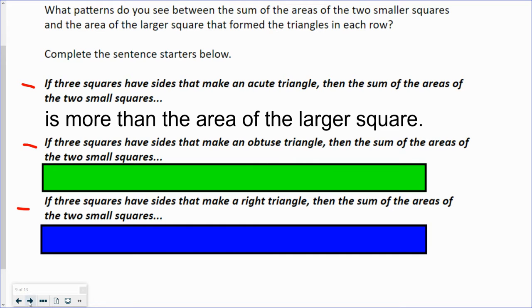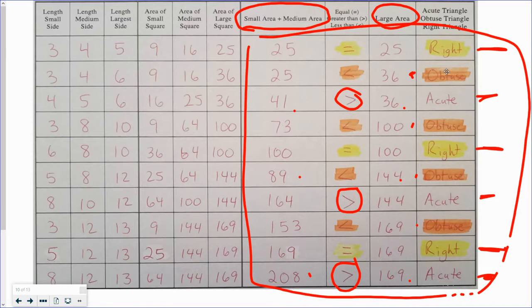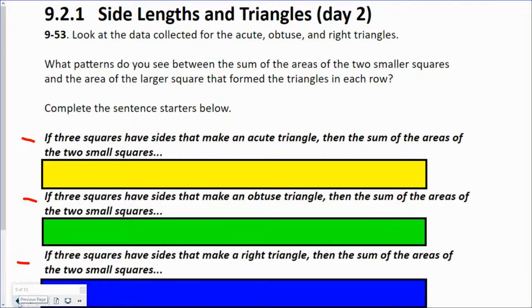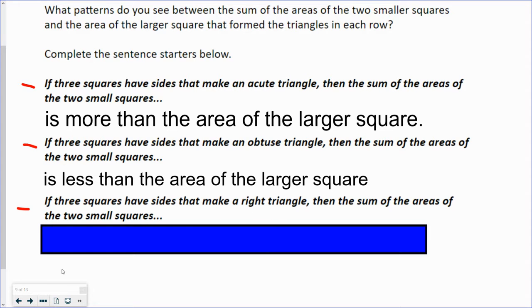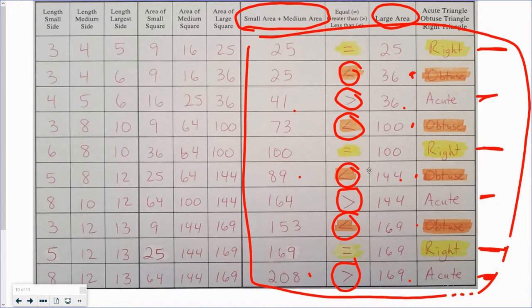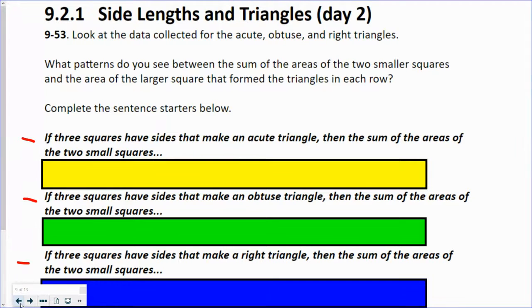Now, what about obtuse? Well, let's go to our slide here. Obtuse triangles. And as you notice, they are always what? The sum of the areas of the two smaller sides is always less than the area of the larger one. So let's look at that. See? Is less than the area of the larger square. And last one, what about a right triangle? Well, here's one in the yellow. Yellow, yellow. They are all equal. Equal. So, go back here.